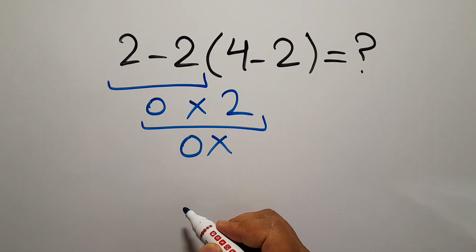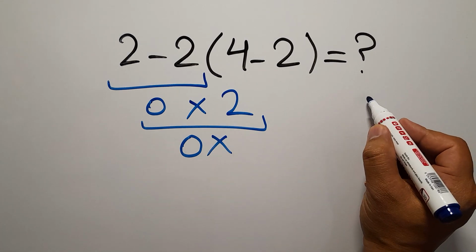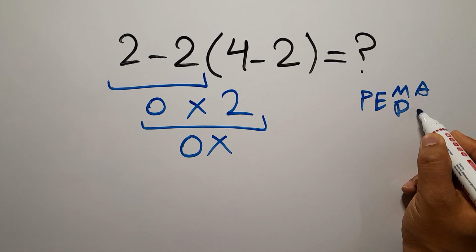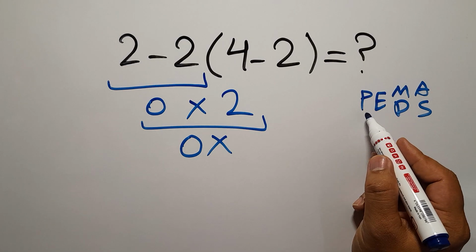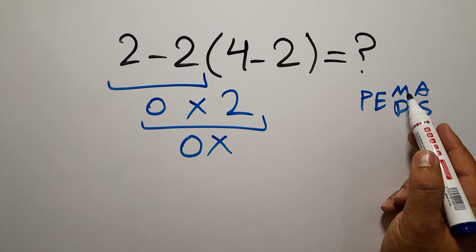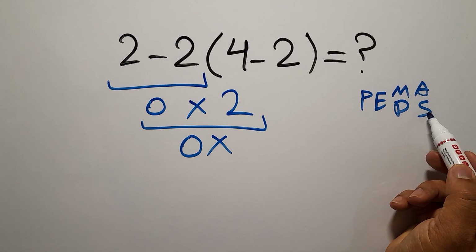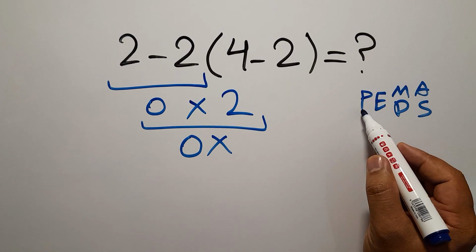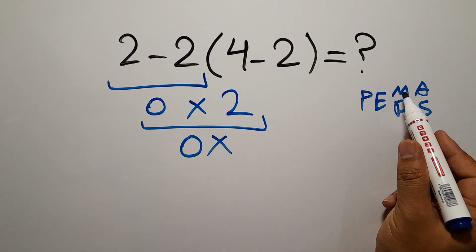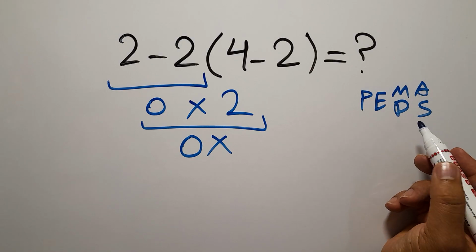But this answer is not correct, because according to the order of operations, which is PEMDAS, P stands for parentheses, E stands for exponents, M and D stand for multiplication and division, and A and S stand for addition and subtraction. First we have to do parentheses, then exponents, then multiplication or division, and finally addition or subtraction.